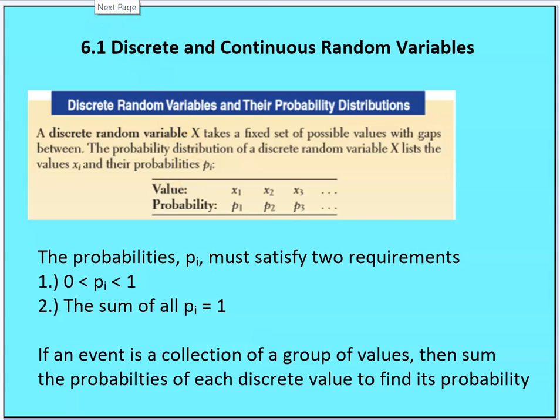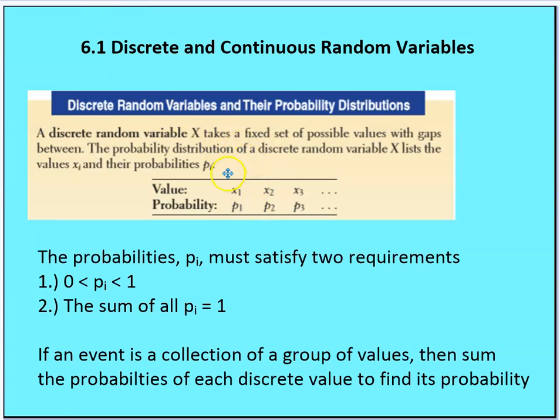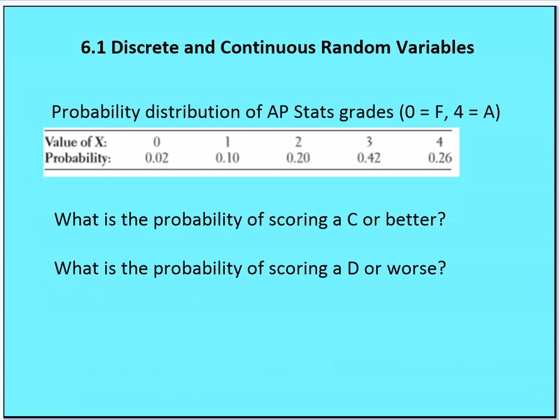All right. So meaning if you want to find the probability of x1 and x2, then you'd add p1 and p2. All right, so moving on.